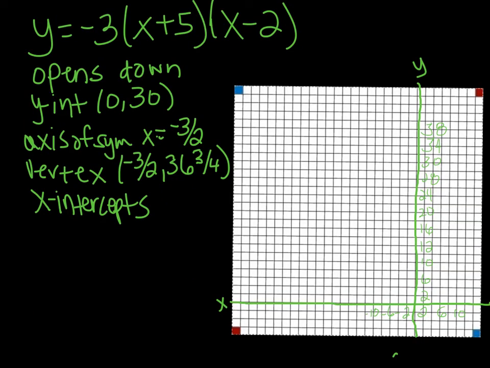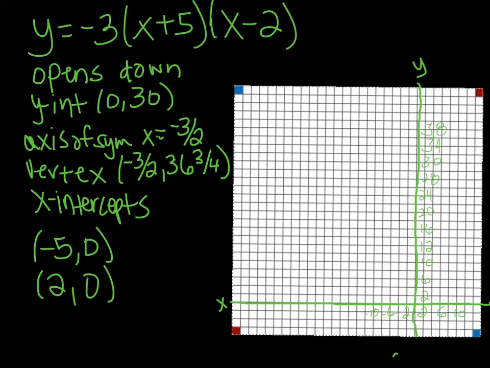Okay, so we had our example. We know that it opens down. Our y-intercept is at 0, 30. Our axis of symmetry is at x equals negative 3/2. Our vertex is at negative 3/2 and 36 3/4. Now our x-intercepts, remember, are at P and Q. So our first intercept was P, which is negative 5, 0. And our other x-intercept would be at positive 2, 0.